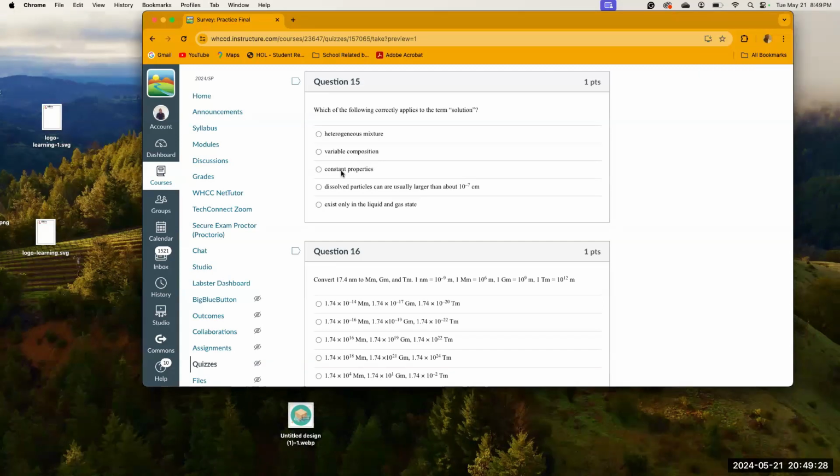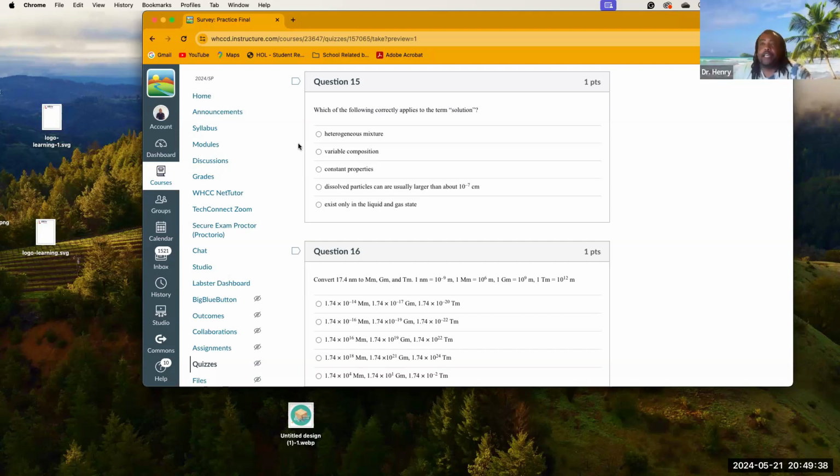Not exactly. Okay. So variable composition would be that there are different elements in that solution, yet they're indistinguishable. You could have two different elements or two different compounds. Yeah, two different substances, but they look the same. Indistinguishable. And that's typically what we call homogeneous, right? So this is a more general term. This one is very specific.